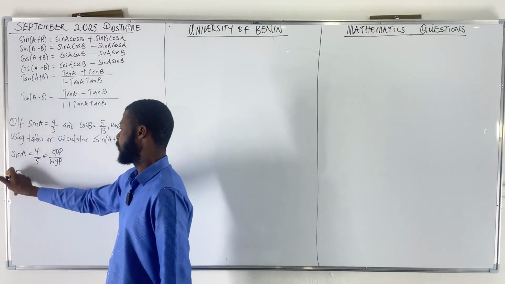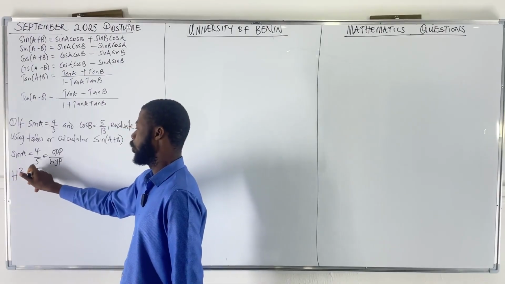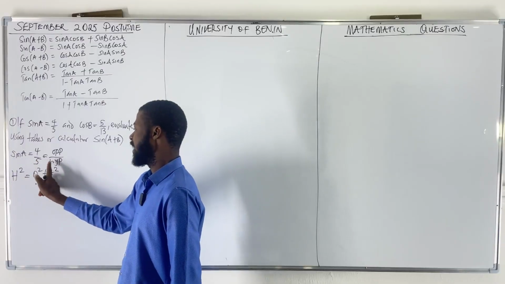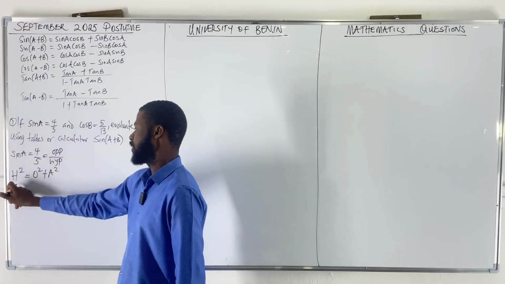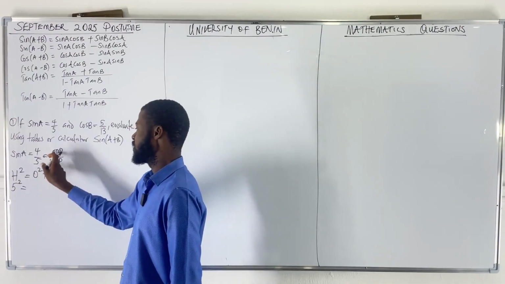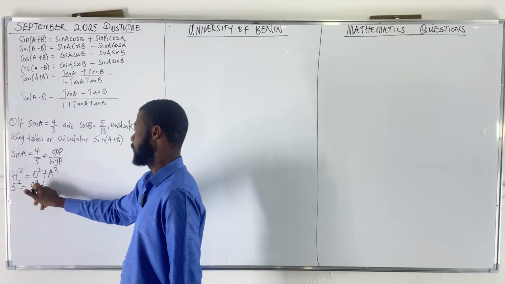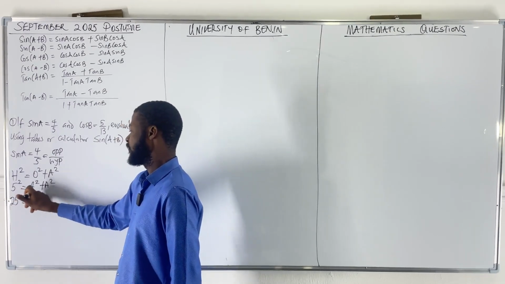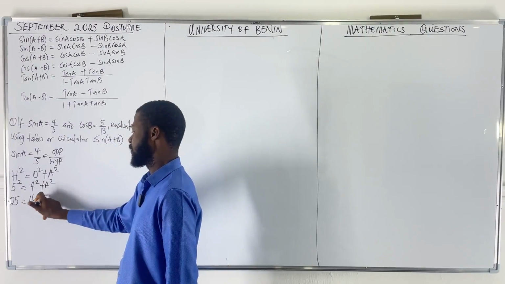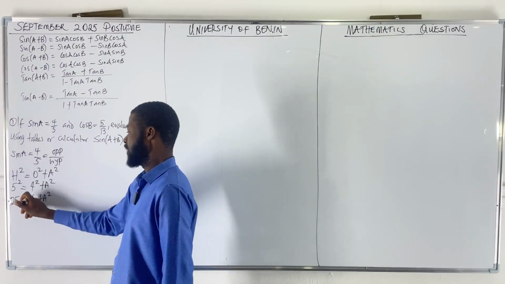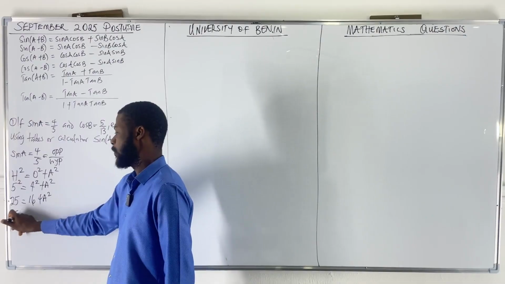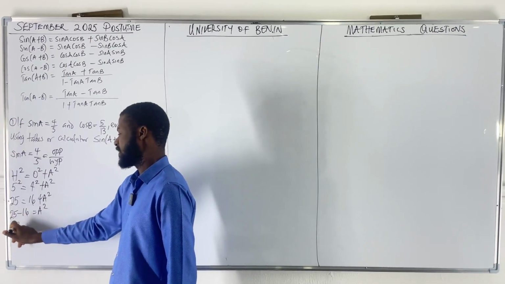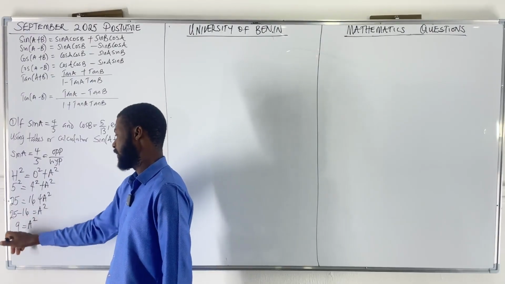Now Pythagoras theorem says hypotenuse squared is equal to opposite squared plus adjacent squared. So the hypotenuse is 5, so that's 5 squared. Opposite is 4, so that's 4 squared plus a squared. Now 5 squared is 25, 4 squared is 16, and then plus a squared. Now take the 16 to the other side. This will be 25 minus 16 equal to a squared. 25 minus 16 is 9, equal to a squared.